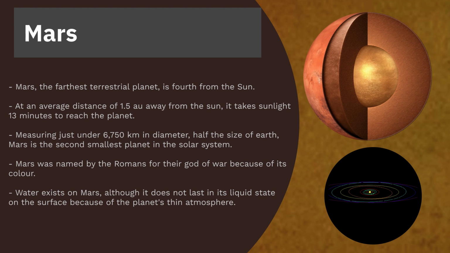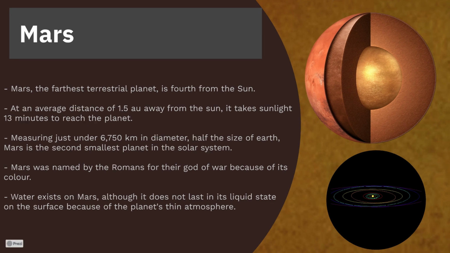The planet was named by the Romans for their god of war because of its reddish color, which reminded them of blood. Although water exists on Mars, the atmosphere is too thin for it to last in liquid state on the surface. Instead, the water is found below the surface as water ice. The average temperature on the planet is right around minus 60 degrees, although it can vary from minus 125 to plus 20, depending on the seasons and the location of the planet.